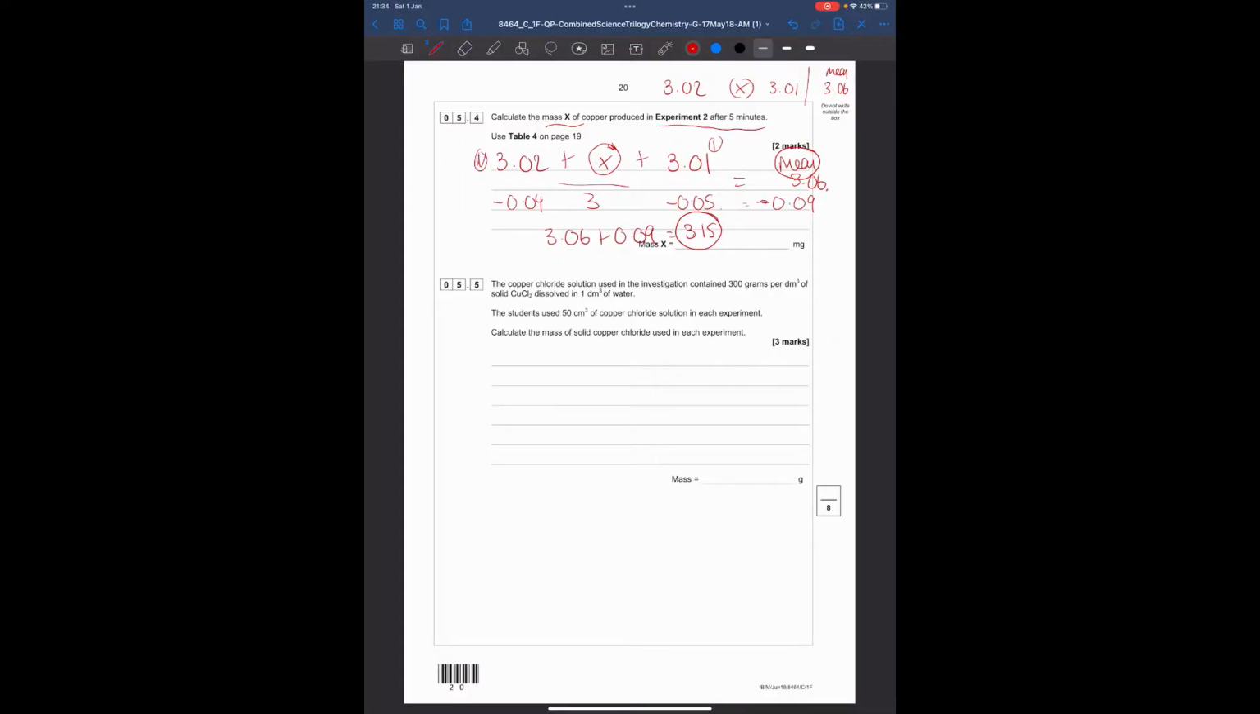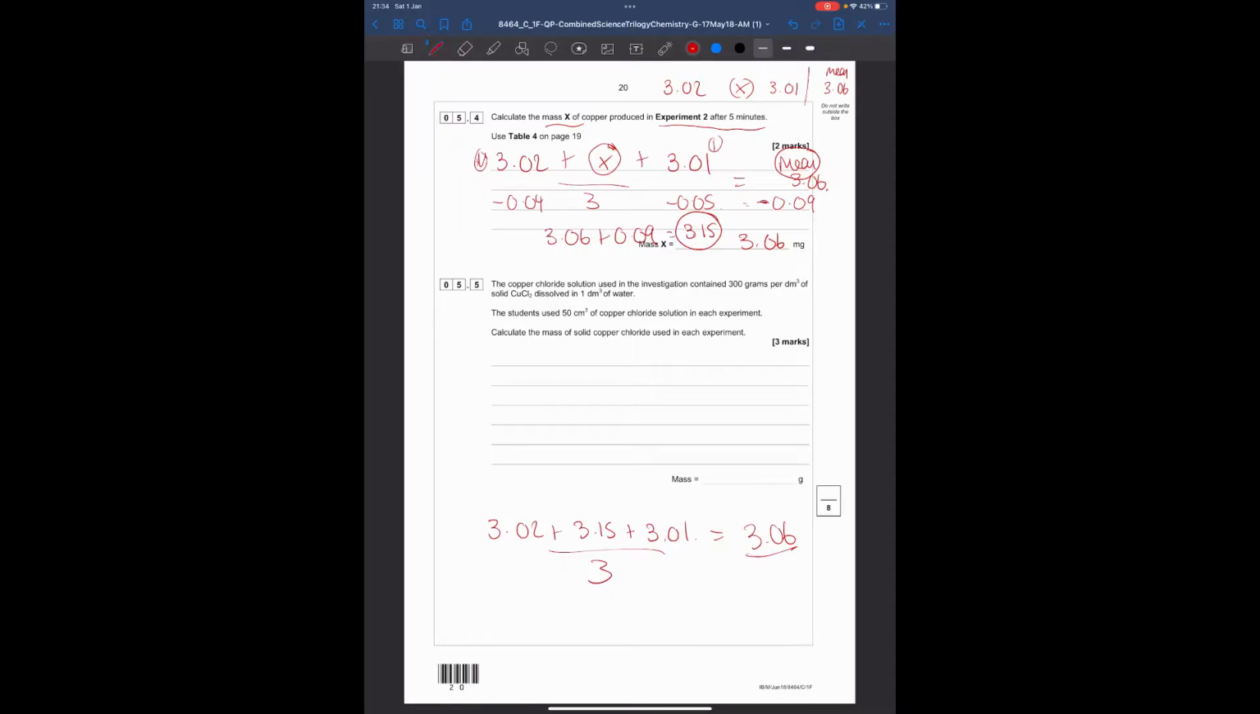Now what we can do is check it, get our calculator out. We could do 3.02 plus 3.15 plus 3.01 divided by 3, and that does work out to be 3.06. Okay, you could also just do a bit of trial and error if you don't know how to rearrange the equation until you get the answer that actually is there. But the final answer for 2 marks is 3.06.